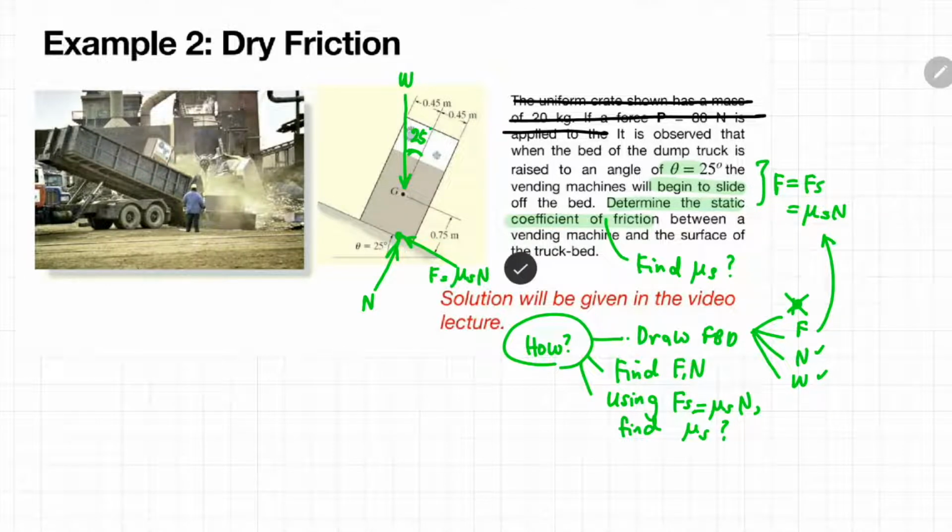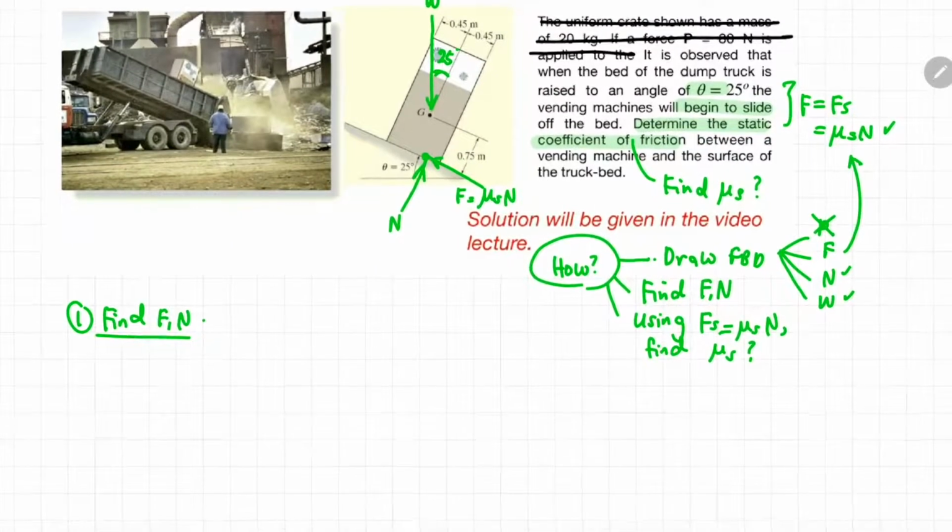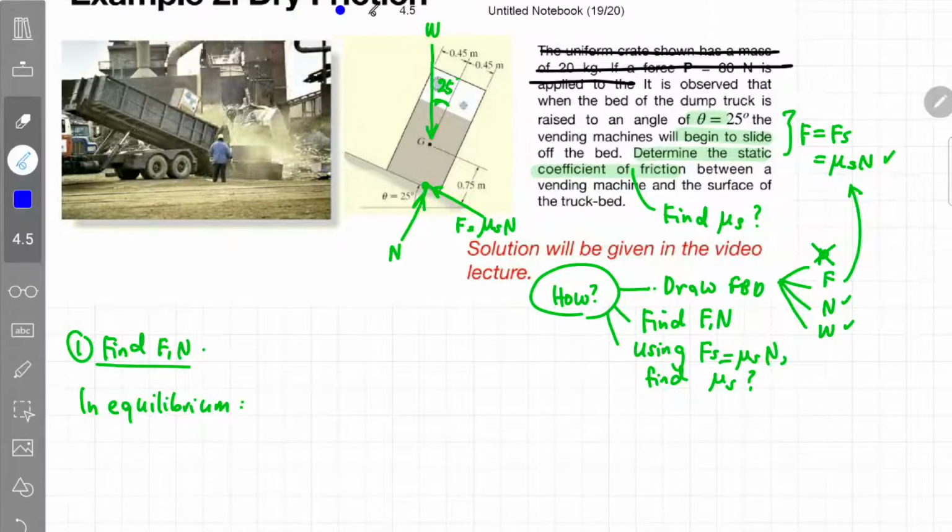Okay, so now we can proceed to the second step, whereby we need to find what is the magnitude of the unknowns in this case, which is the F and also the n. The W is also unknown, I think. Okay, anyway, let us apply the equilibrium condition for this particular system.